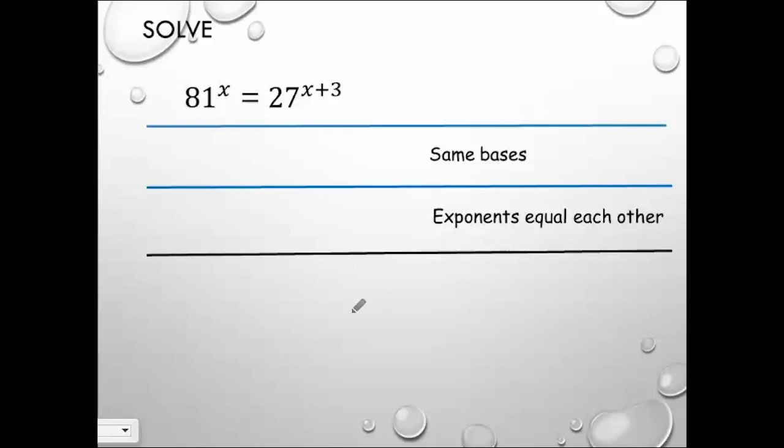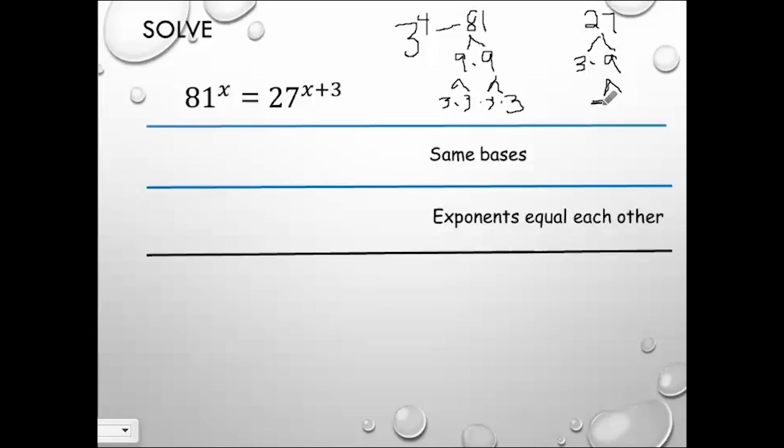So if I break these down, I'm going to say, okay, 81 is a perfect square. That's like 9 times 9. And 9 times 9 is like 3 times 3 times 3 times 3. So 81 is really the same thing as 3 to the power of 4. So let's come over here with 27 and see what happens. Well, 27 is the same thing as 3 times 9, and 9 is 3 times 3, so that would mean that 27 is the same thing as 3 to the power of 3.